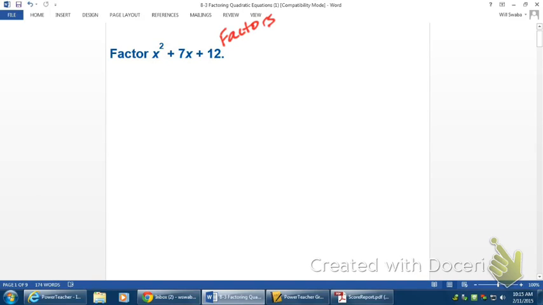All right? We need factors of 12 that add up to 7. We are going to find factors of 12 that add up to be 7. So factors of 12 that add up to be 7.